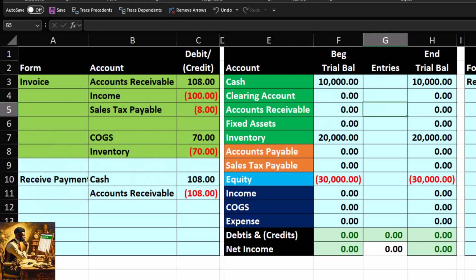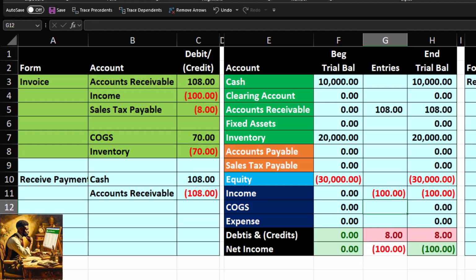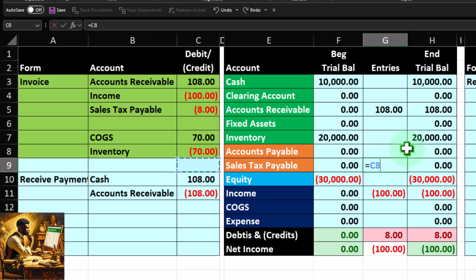So we'll go into accounts receivable. It went up by 108. Income going up with a credit. That's what the negative number represents here, a credit. And then we're going to say that sales tax payable, the liability, went up with a credit. So I know I'm using debits and credits. That's the easiest way to do it this way.